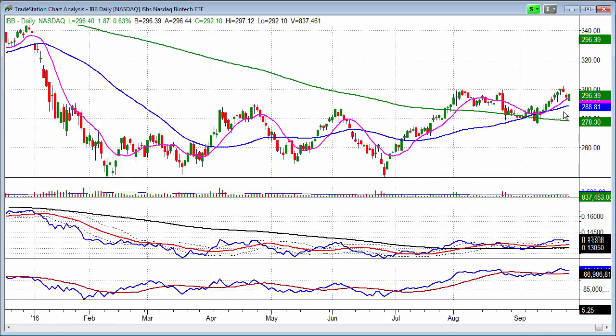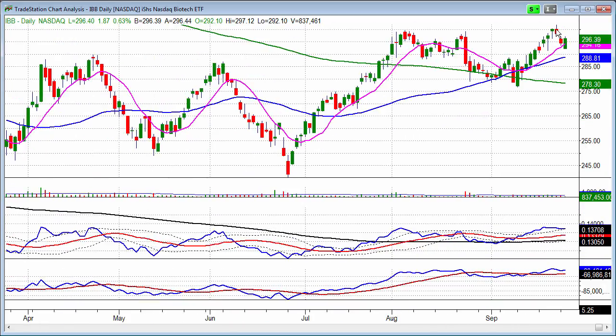So IBB, if it breaks out over this level, certainly I will expect that we're going to see another leg higher that will climb in a very consistent and strong way. And certainly if the market is moving higher and this is leading the market higher, this is an area you're going to want to be focused on.